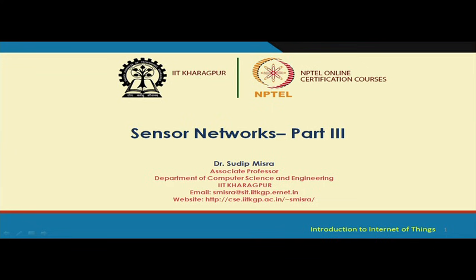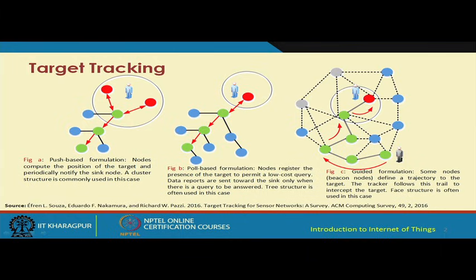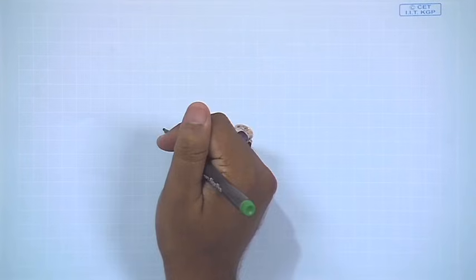So, we will take up a few of the applications where sensor networks can be used, keeping in mind some of the research work that we have done in our SWAN lab at IIT Kharagpur, so that I can give you a little more insight about how sensor networks can be used to address problems of different application domains. The first thing that I am going to talk about is the problem of target tracking. Let me explain what the problem of target tracking is.